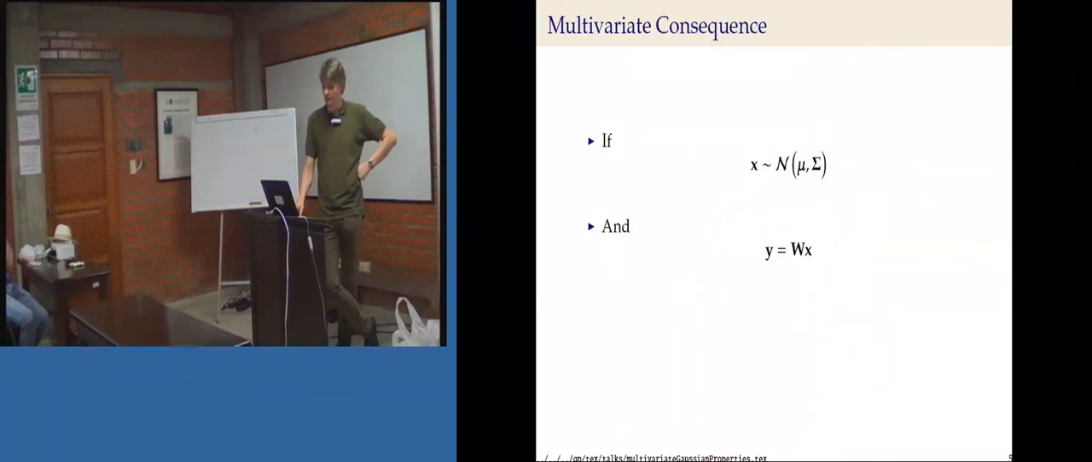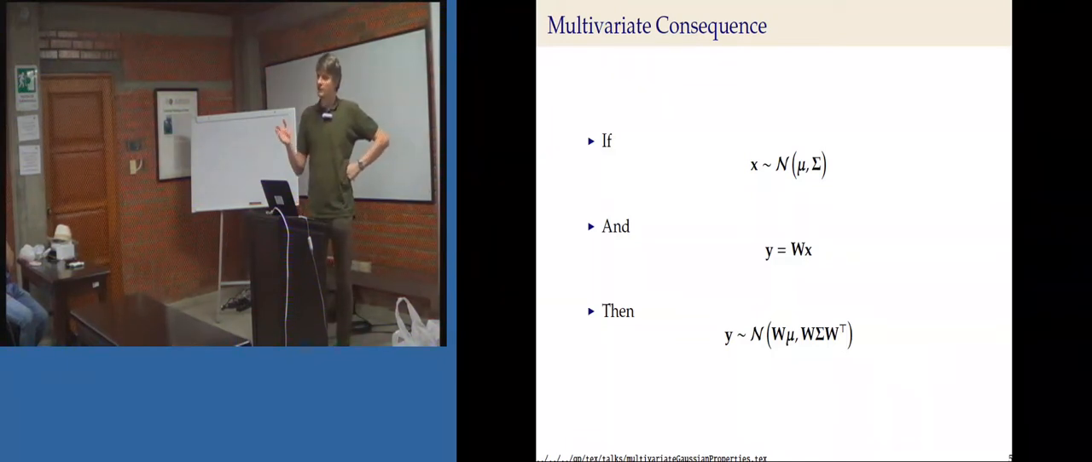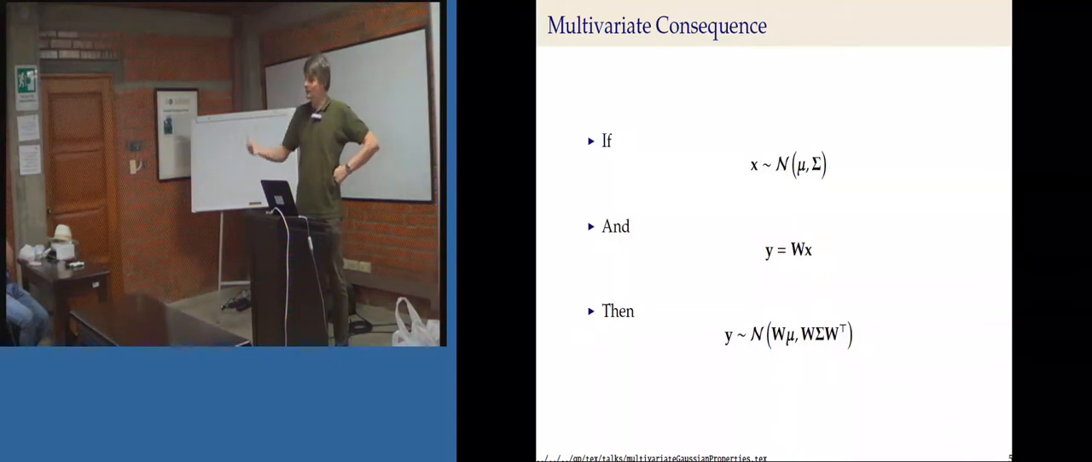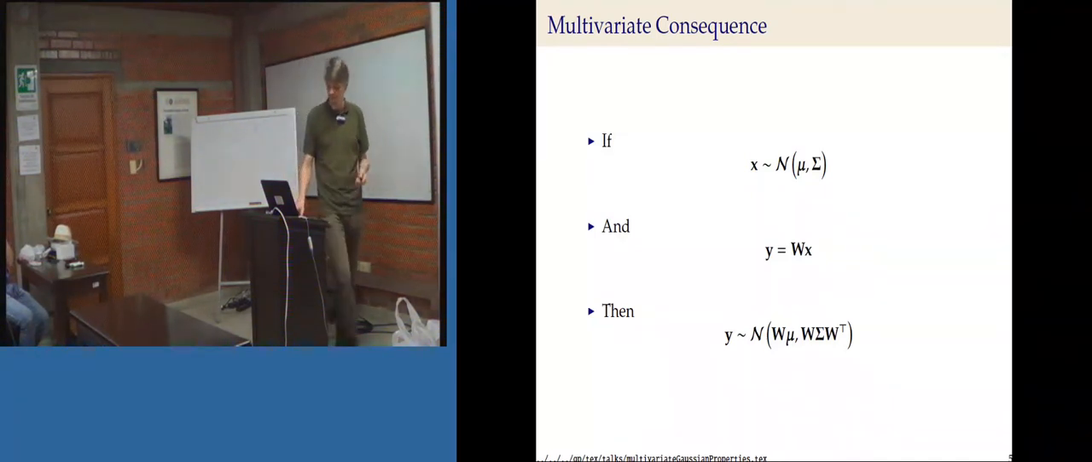Now, the multivariate consequence of that, as we were looking at before, is that because matrix multiplication is just scaling and summing, linear operations, you can actually look at the multivariate case and see the same thing happens. And the rule in the multivariate case is that if x is distributed according to a Gaussian with mean mu and covariance sigma, then y is also distributed as a Gaussian if y is given by w times x, with the mean w mu and the covariance w sigma w transpose. So that's the same, right?